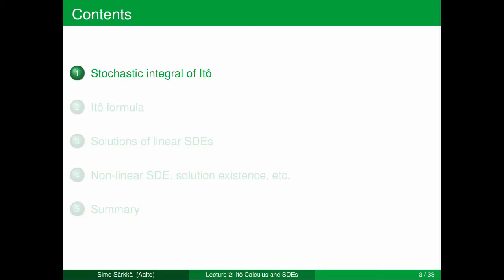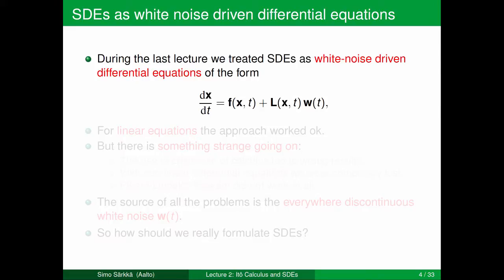Let's start with the stochastic integral of Ito. During the last lecture, we already treated SDEs as white noise-driven differential equations of this form. It turned out that for linear equations, this approach was fine. We essentially used classical ODE theory to treat stochastic equations by pretending that, for example, the white noise process is an ordinary function, which it actually is not.